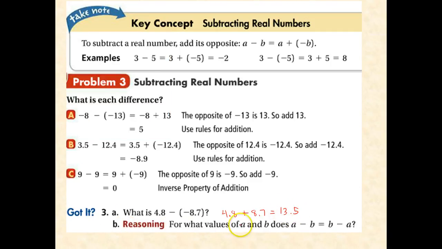Reasoning. For what values of a and b does a minus b equal b minus a? Let's see now. The only way that would work, remember we proved it wrong at the beginning, is if a equals b. Because here, let's say you got 3 minus 3 equals 3 minus 3. That's the only way it'll work, is if a equals b.